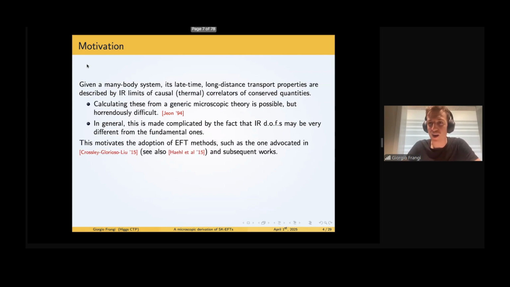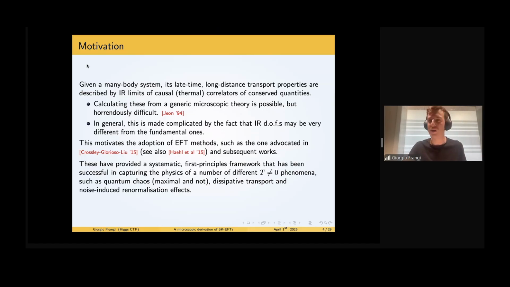This is why you can adopt a different standpoint, the effective field theory standpoint, in which, using some stronger mathematical and physical reasoning, you can actually guess what a theory looks like in the low energy limit. In particular, I'm referring to the approach advocated by Crossley and collaborators starting from 2015 and in a series of subsequent papers, in which they worked with theories defined on a Schwinger-Keldysh contour. I'm going to explain what this is later. It has been quite successful in tackling a lot of old and new problems in thermal physics.